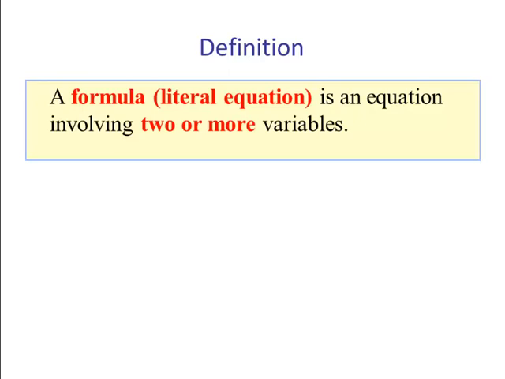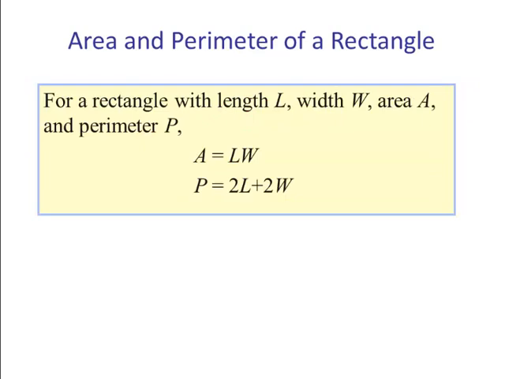A formula, or a literal equation, is an equation involving two or more variables. Let's look at an example. For a rectangle with length L and width W, area, denoted capital A, and perimeter, capital P, the area of a rectangle is A equals L times W, and P equals 2 times L plus 2 times W. Both of these are examples of formulas, or literal equations.